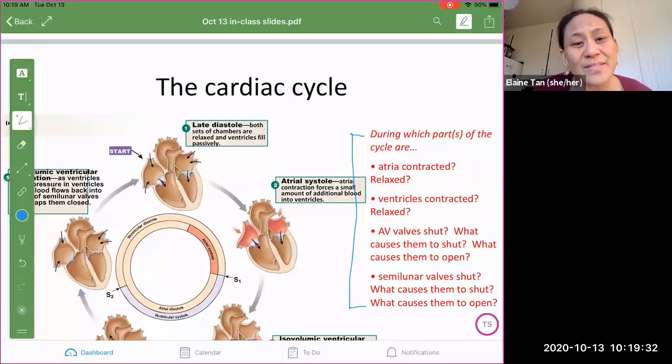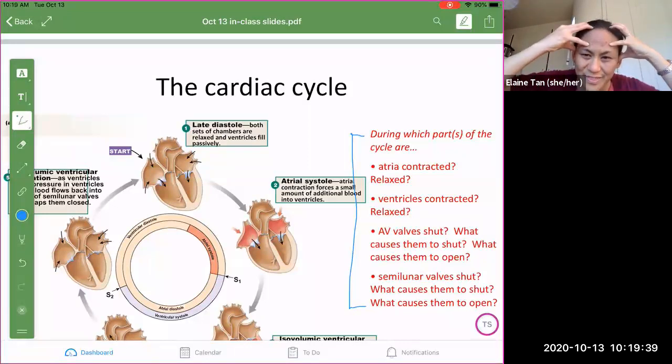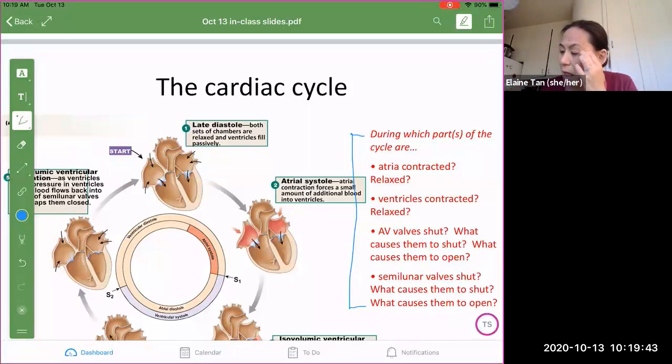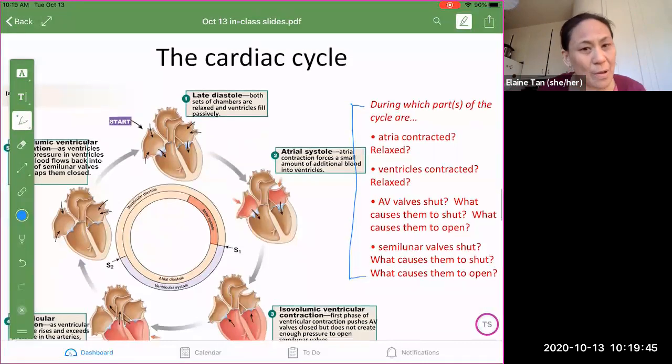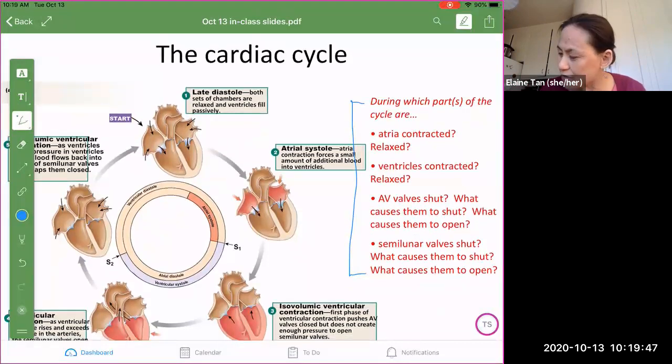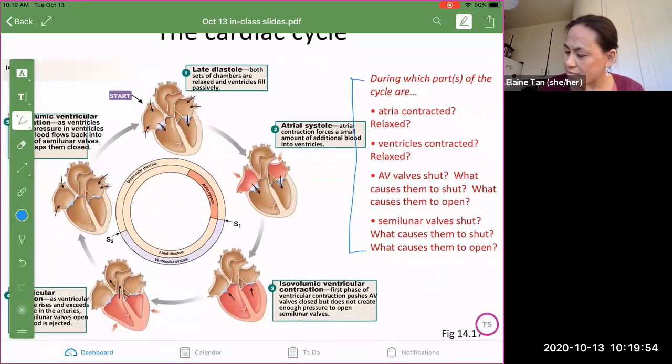Okay, welcome back. So let's go over these answers. I think the cardiac cycle is something that takes a lot of thinking through in your head to get it to all make sense. So the first couple of questions I think are pretty straightforward. During which parts of the cycle are the atria contracted and relaxed? Basically, the atria are only contracted during atrial systole, so number 2, and then relaxed during the rest of the time.